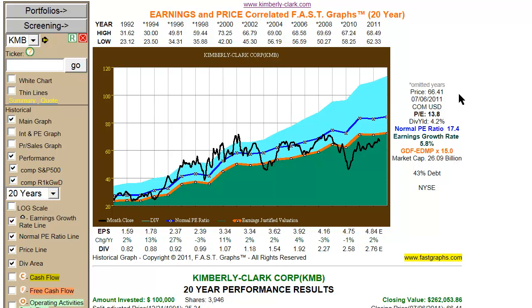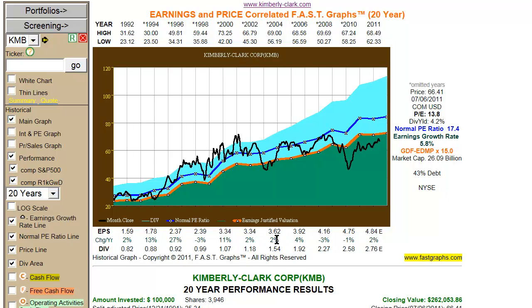of the chart, like current price to date, the current price earnings ratio, dividend yield, normal PE ratio, earnings growth rates. The formula, this is GDF, which stands for Graham-Dodd, and EDMP stands for earnings determined market price, Graham-Dodd modified formula. And then we'll look at one that will have a PEG ratio.